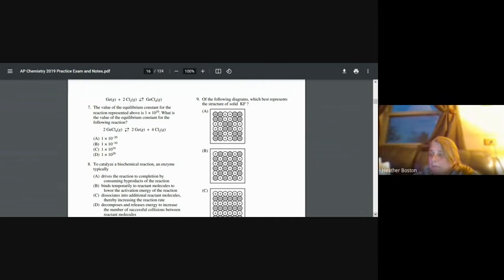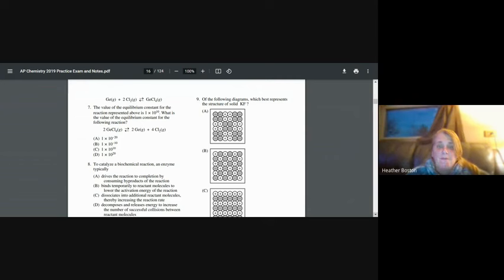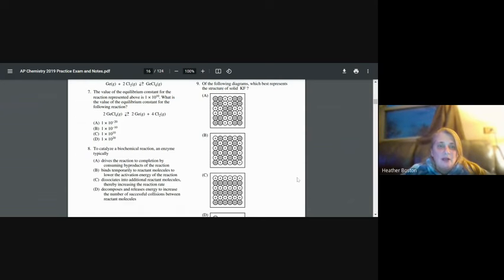A. And remember, you can do the K expression, which is products over reactants raised to the coefficient for both of them, and then compare them also. Number 8 talks about a catalyst.